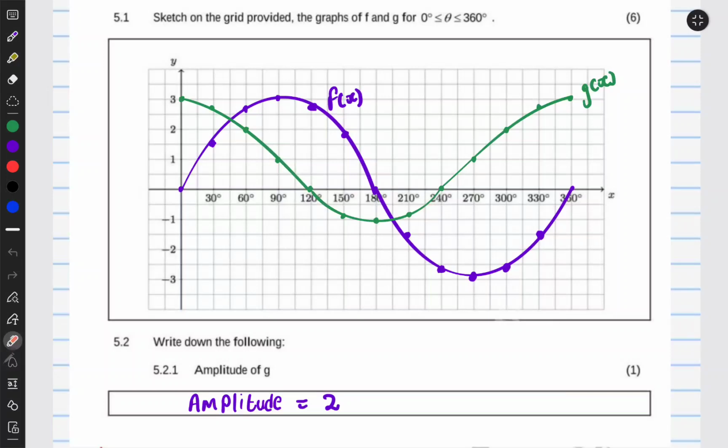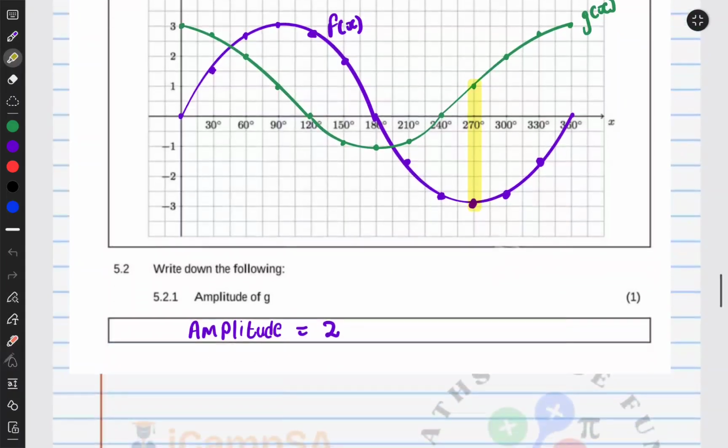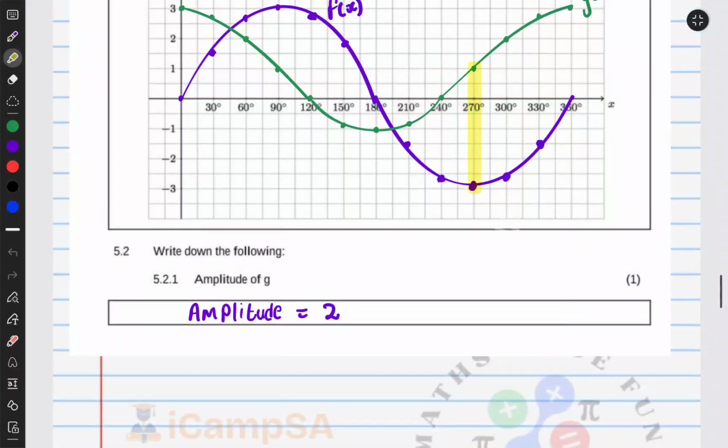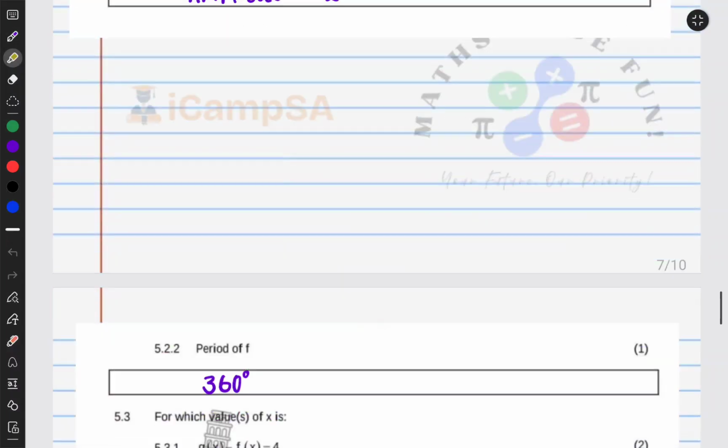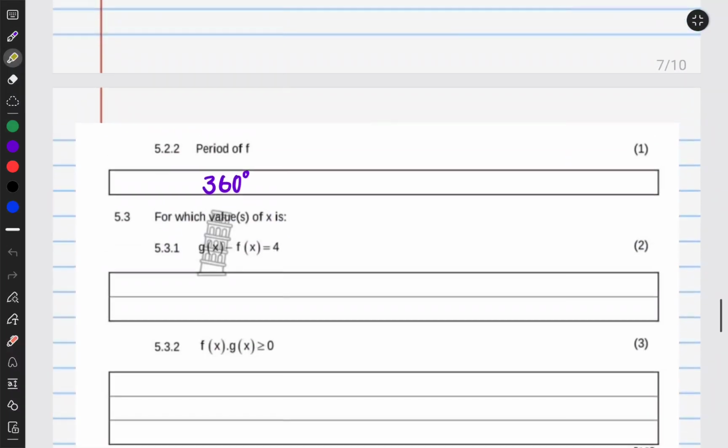Then let's come this side. Let's see. f at x is -3 here, and g at x is 1 there. So 1 minus -3 is going to give us 4. And x is what there? x is 270 degrees. So there, where x is 270 degrees, g at x minus f at x will be equal to 4.